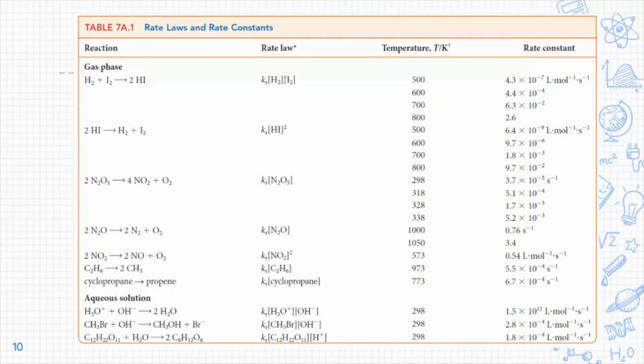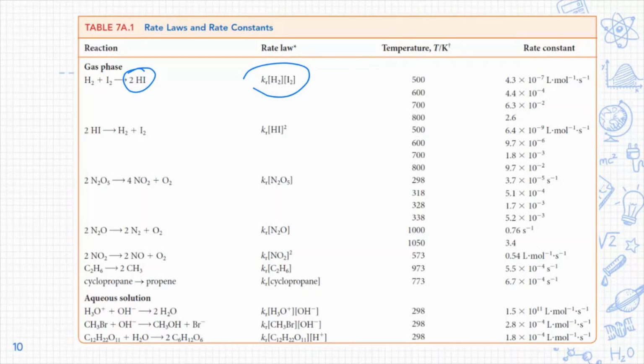So, okay, here I've given a lot of examples for a lot of reactions. So something like this, combine hydrogen and iodine, we get hydrogen iodide. The rate law in this case is this.